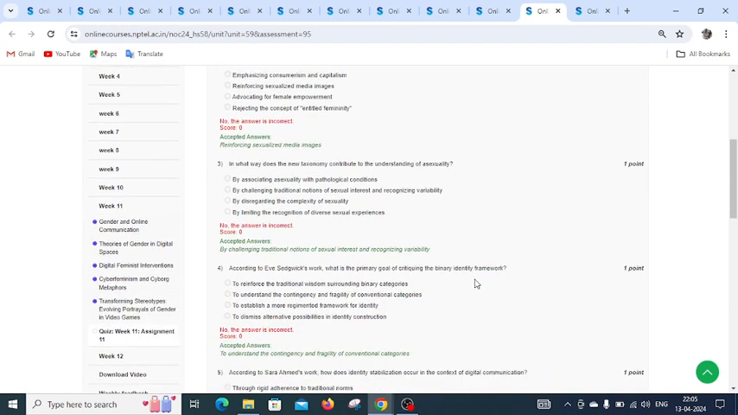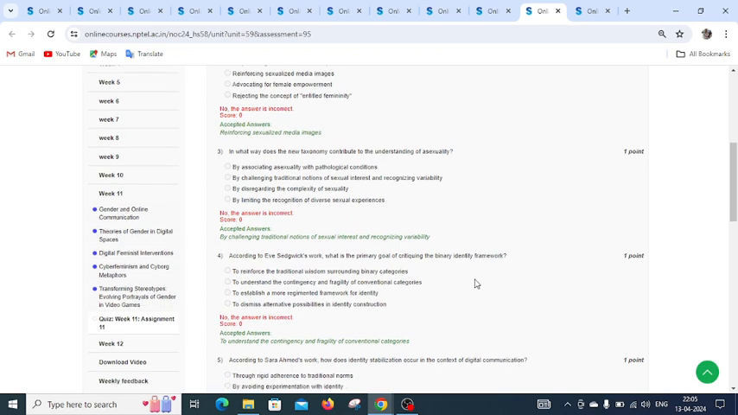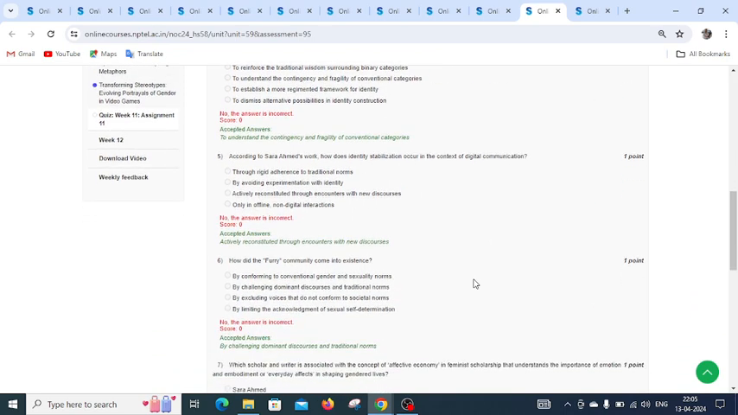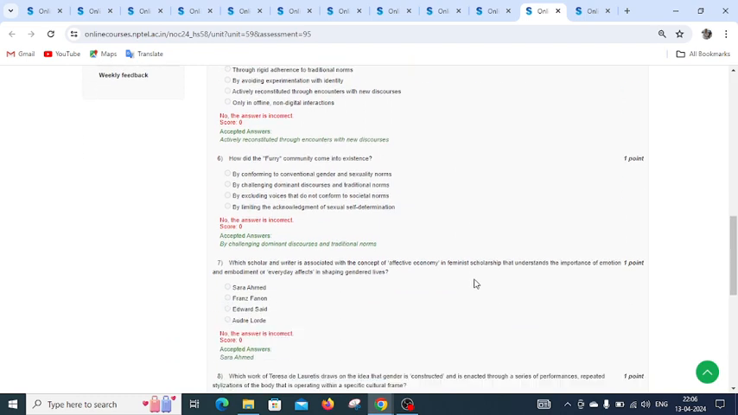According to Eve Sedgwick's book, what is the primary goal of critiquing the binary identity framework? To understand the contingency and fragility of conventional categories. According to Sara Ahmed's book, how does identity stabilization occur in the context of digital communication? Actively reconstituted through encounters with new discourses. How did the furry community come into existence? By challenging dominant discourses and traditional norms.